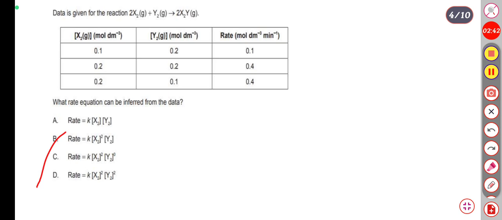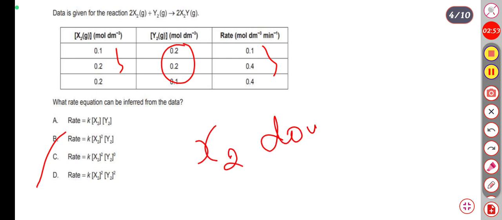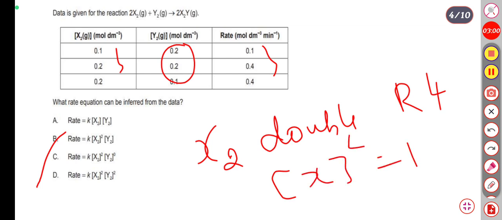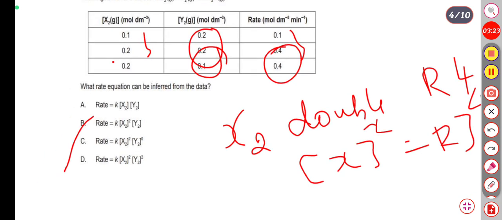Here, when you keep y2 constant, on doubling the concentration of x2, the rate increases by 4 times. So x2 doubles, rate increases 4 times, right? Whereas when y2 doubles, keeping x2 constant, the rate does not change. So y2 is independent of the concentration because the rate doesn't change when you double the concentration of y2. So option C is the right answer.